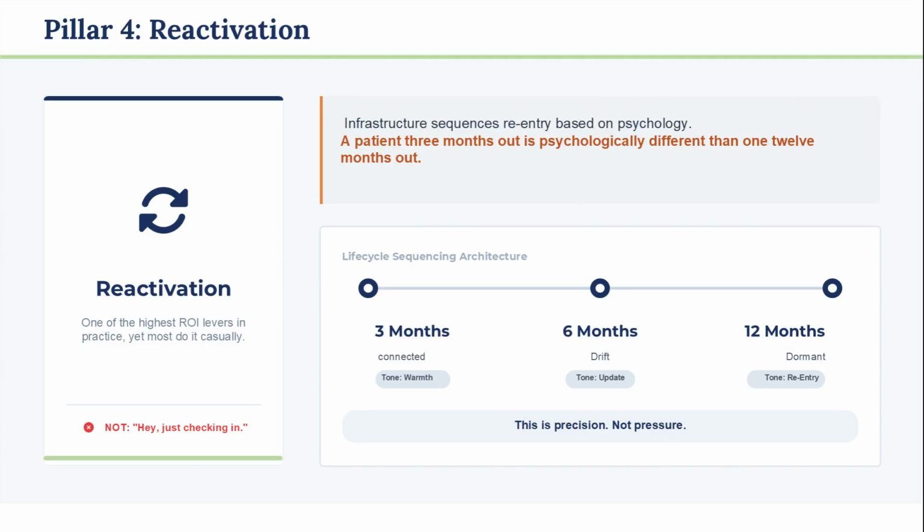Reactivation exists to reconnect patients who already trust the practice, but whose momentum quietly faded. And timing matters here. A patient 3 months out is different from one 6 months out, and different again from one further removed, because the relationship changes over time. And if that timing is not considered, reconnection becomes inconsistent. But when it is structured, those relationships can be restored, because the trust already exists.